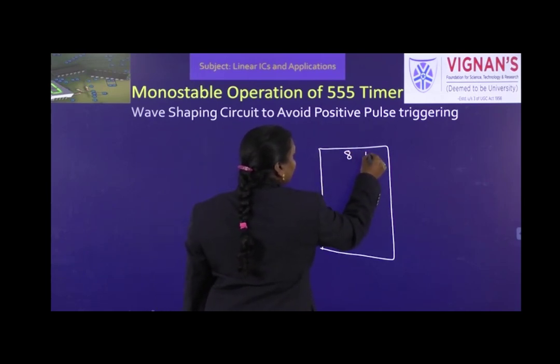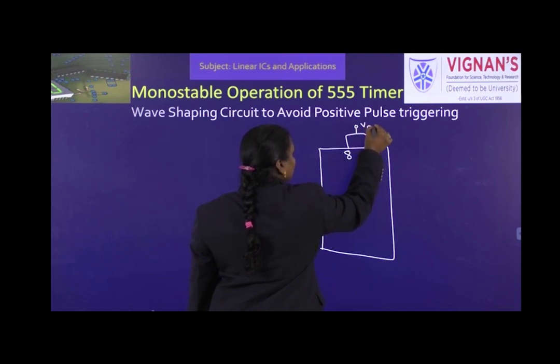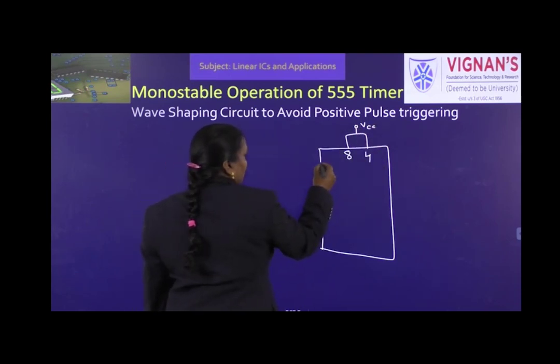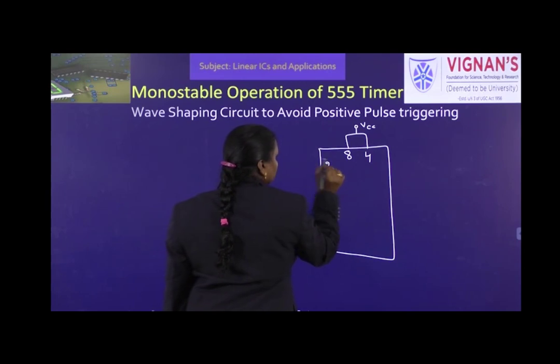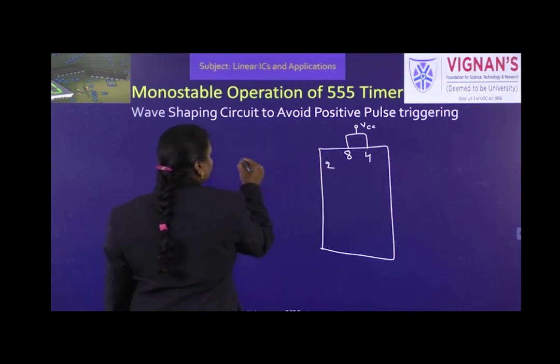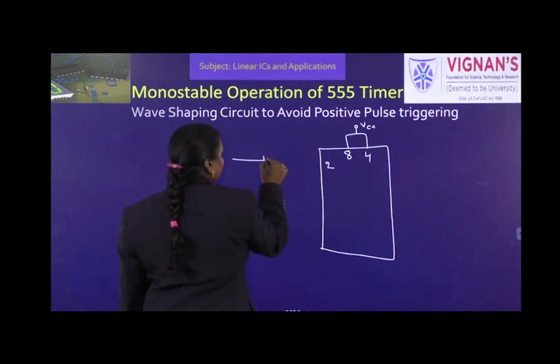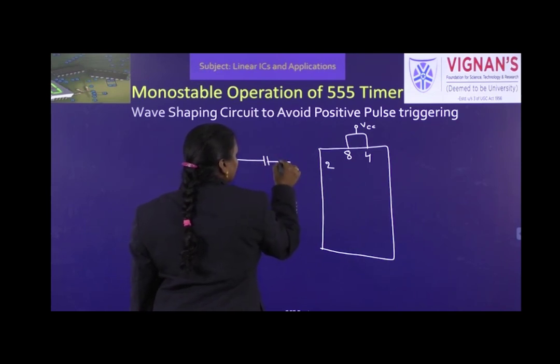So 8th pin, 4th pin, here we are not using the reset, so it should be given to VCC. And here, trigger pulse, how we are giving, let us see. A high pass filter and a diode are connected like this.